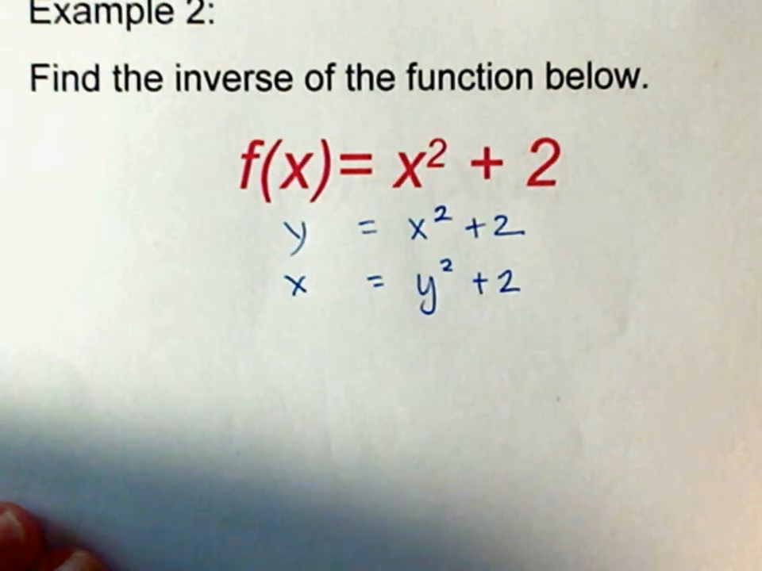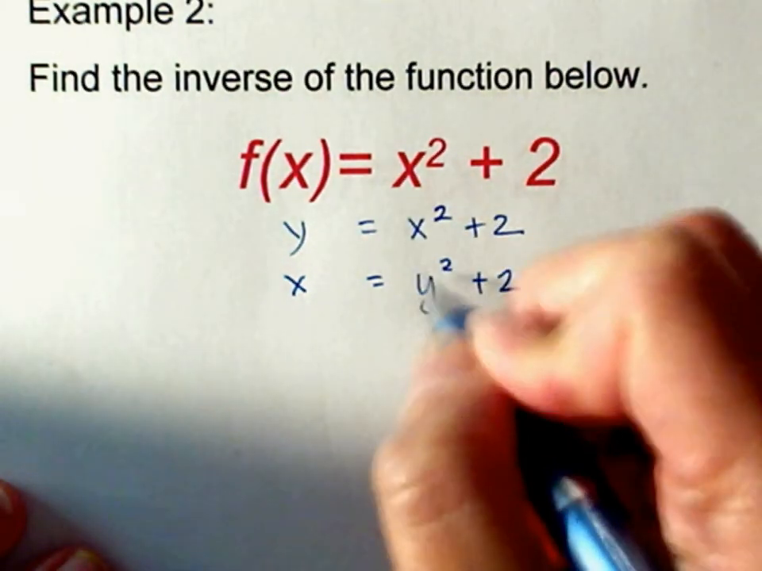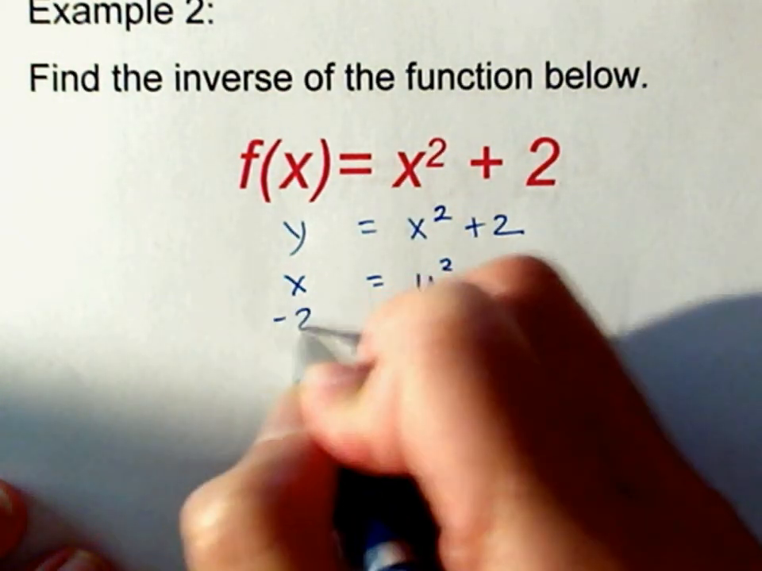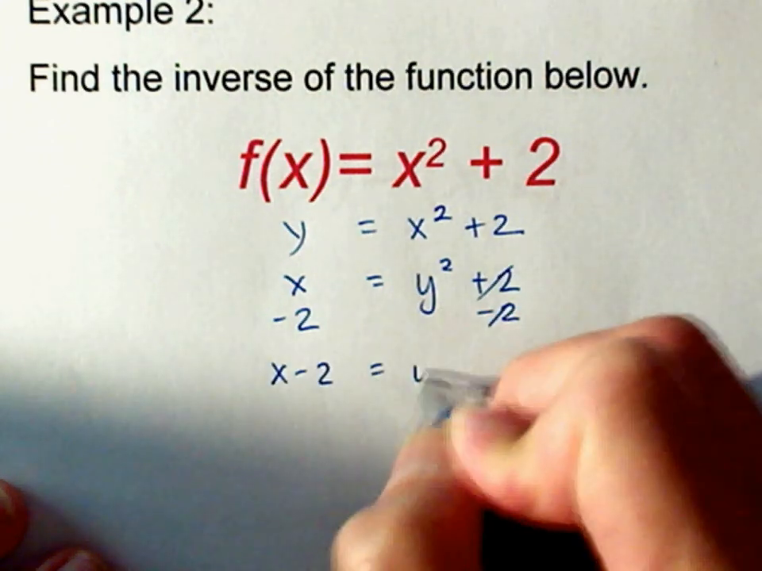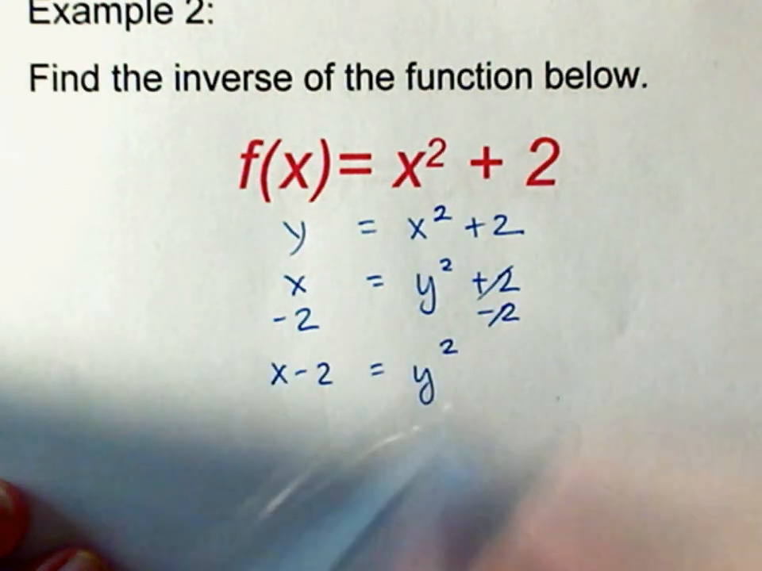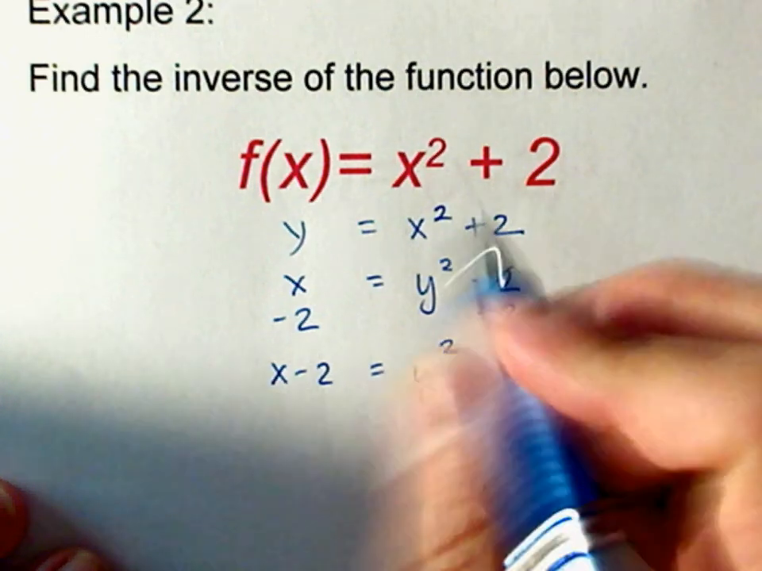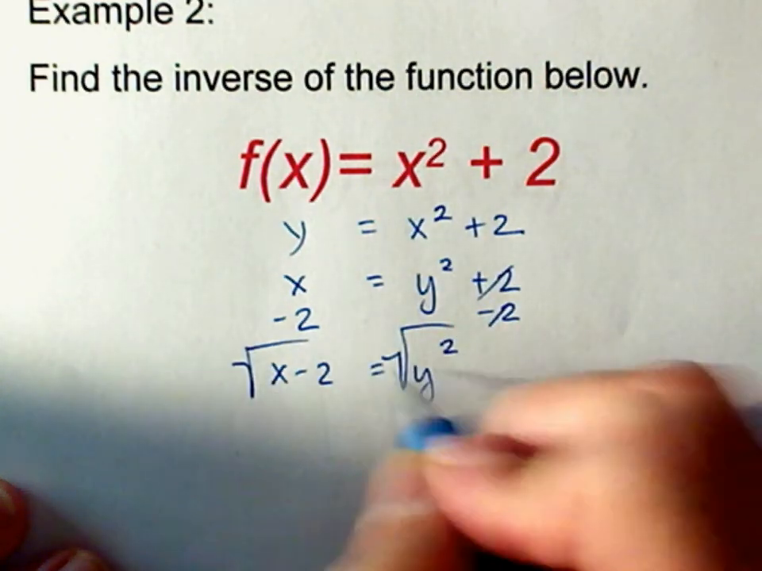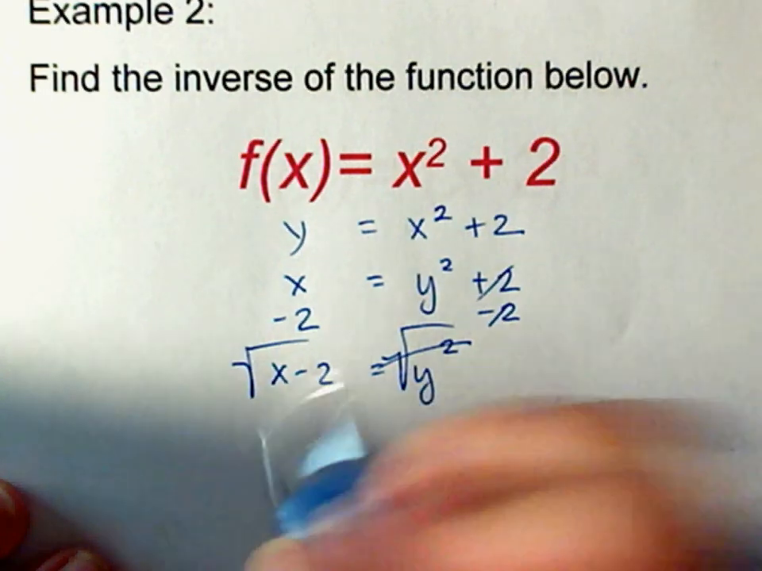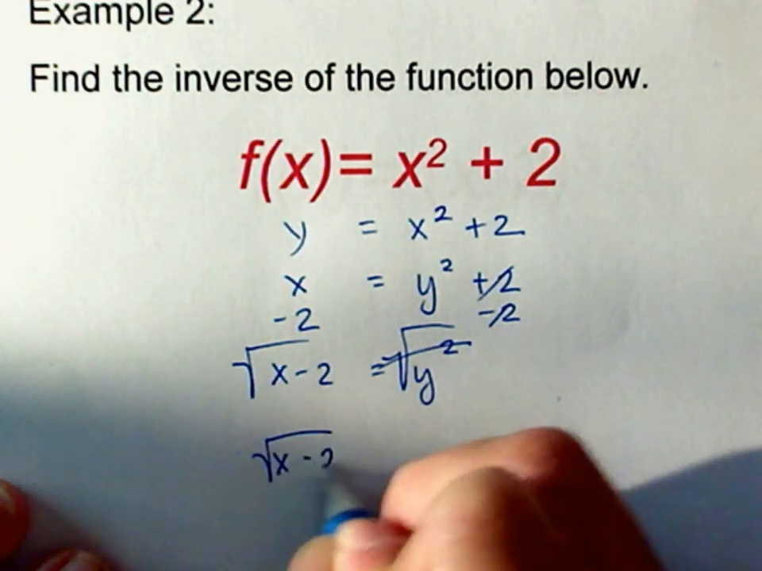Here we go. Find the inverse of the function below. F of x, I'm going to change that to y. Switch your x and your y. Okay? Solve for y right here. So minus 2, minus 2. Division should always be your last step anyway. X minus 2 equals y squared. Now I'm solving for y.